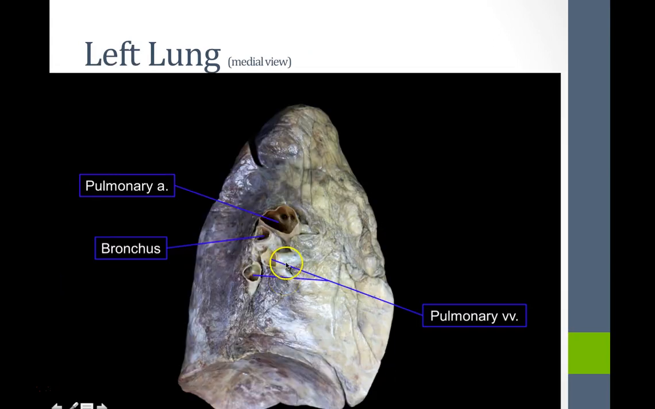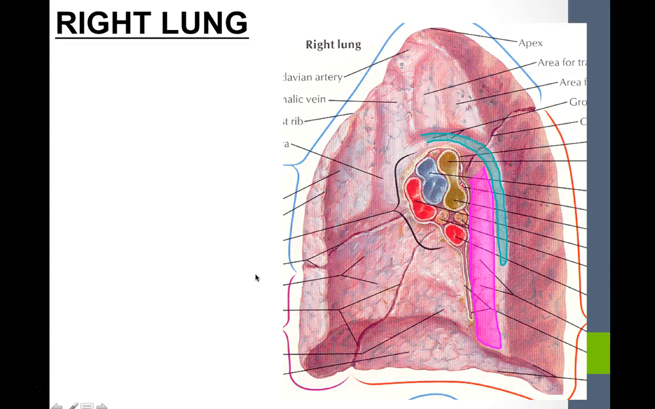Here's a view of your left lung. Superiorly, we find the pulmonary artery, and then in the intermediate area or middle portion of the hilum, we would find your bronchus, and then most inferiorly, we would find the pulmonary veins.